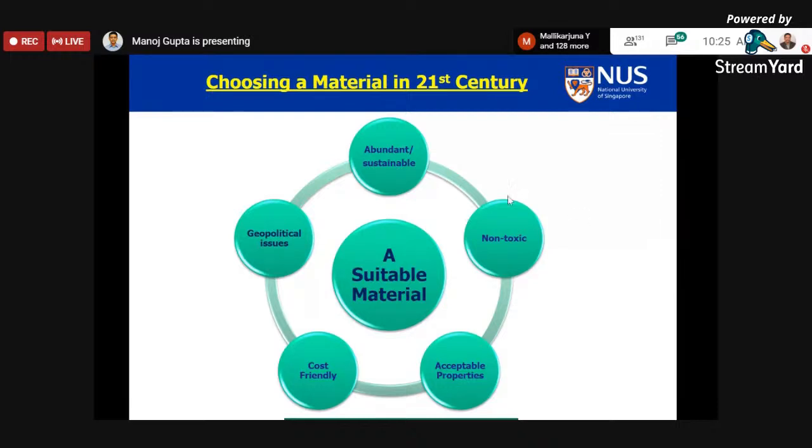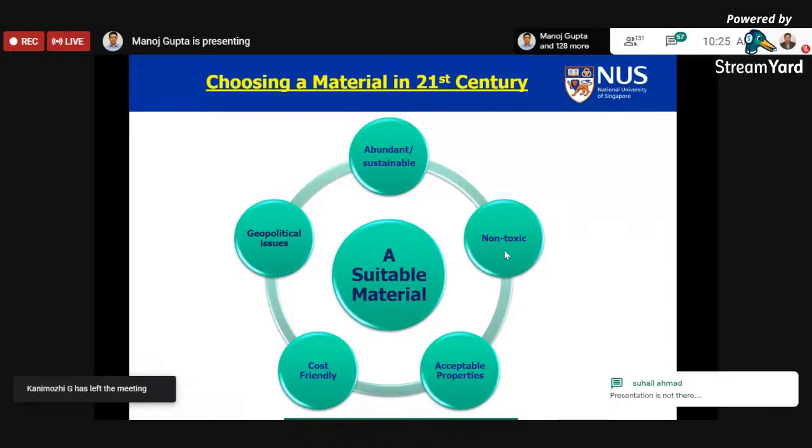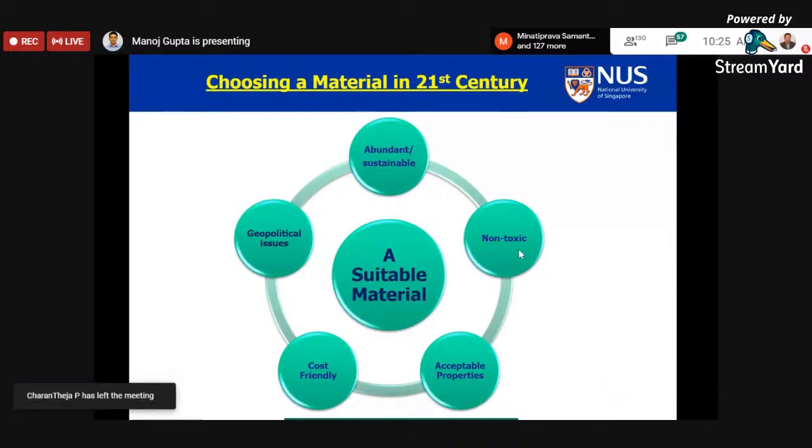The second thing, non-toxic. This we have learned over the last 40 years, when most of our river bodies and water bodies are contaminated and people are having side effects, the illness has increased, the cancer rates have increased, and now people are trying to clean up these bodies. So the material or the technology that we use should be non-toxic. Then these materials should have acceptable properties. They can be abundant, they can be non-toxic, but if they don't have acceptable properties, they cannot be used.